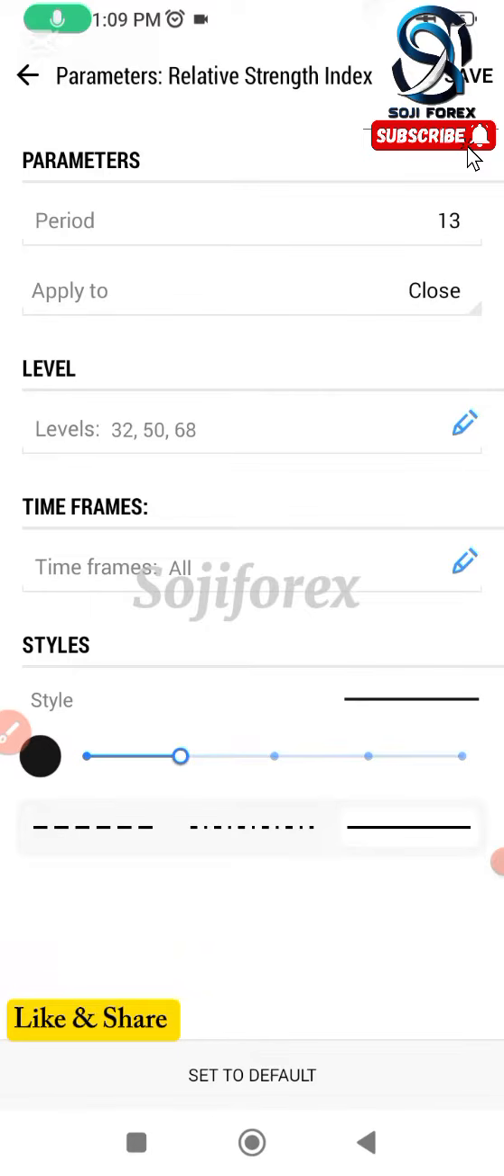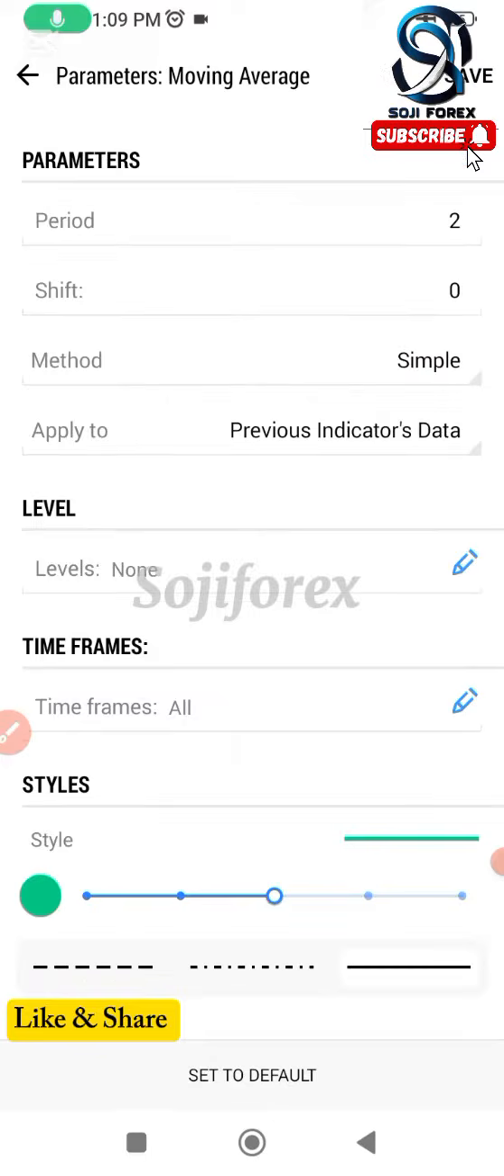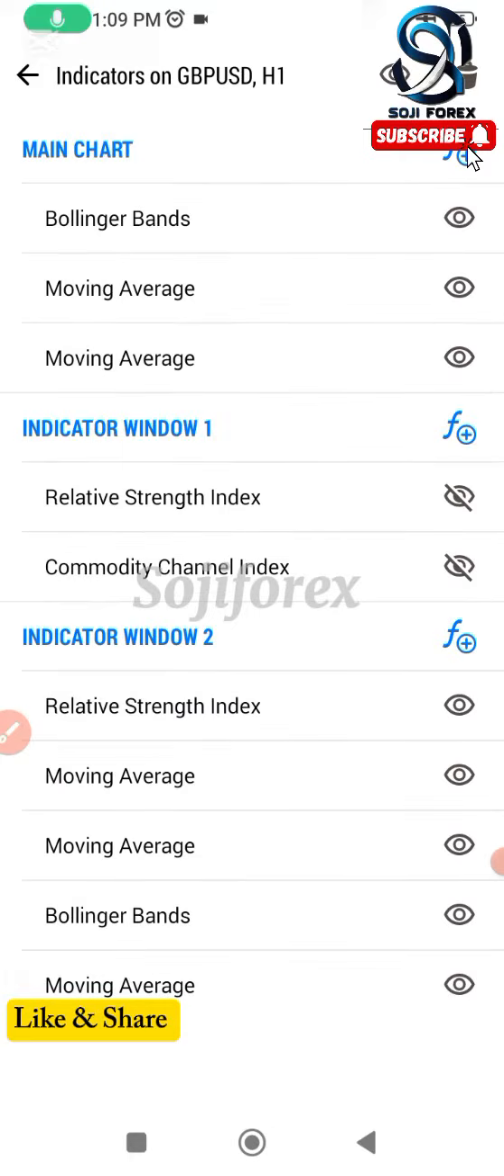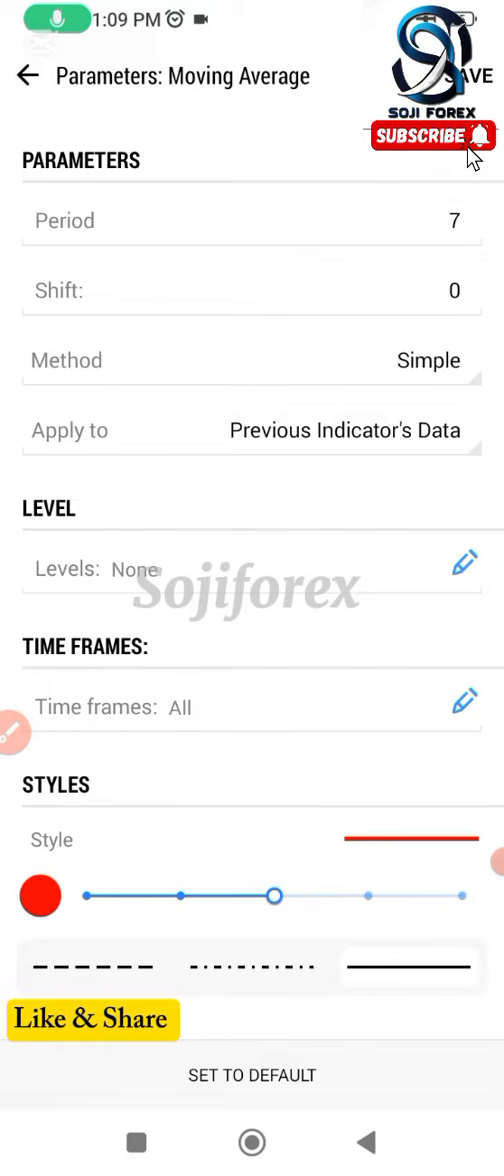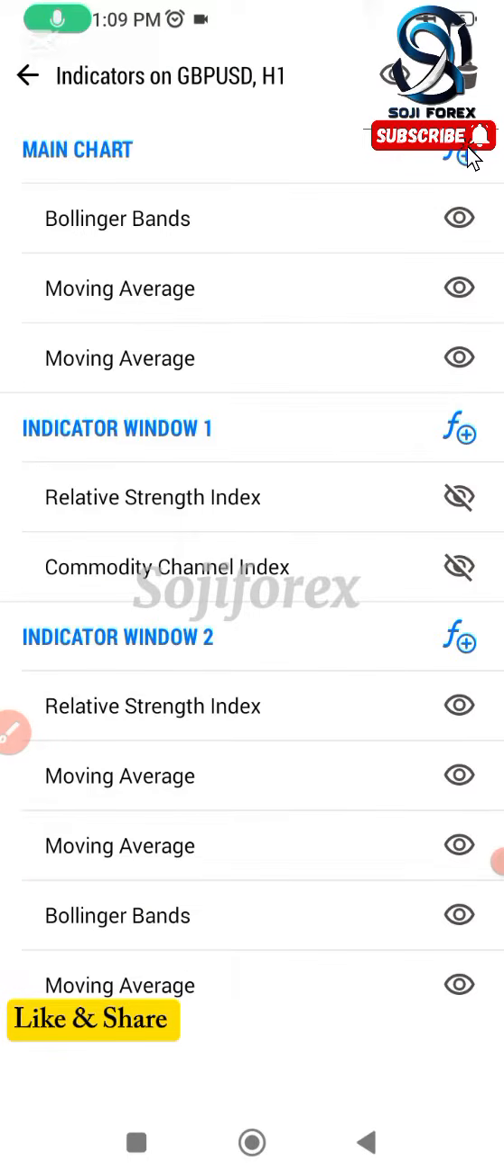Our advice, you just screenshot this, then you do the setting on your own. After that, we have a moving average. The period is 2. The method is simple. You apply it to previous indicator data. Then we have the next, which is a moving average period 7. Method is simple. Apply to the same previous indicator data. Please ensure you use the same styles. The color is very much important.